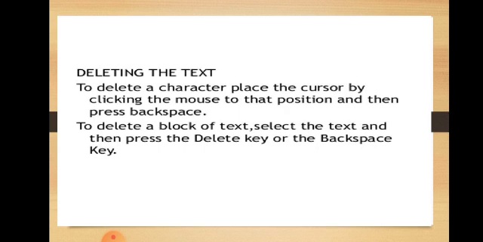Now, how will you select the text using the mouse? You have to double click on a word if you want to select a word. If you want to select a sentence, you have to hold down the control key and click anywhere on the sentence. If you want to select a paragraph, you have to triple click anywhere on the paragraph.